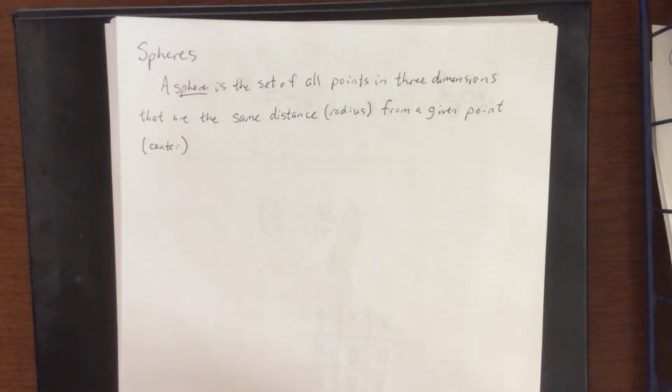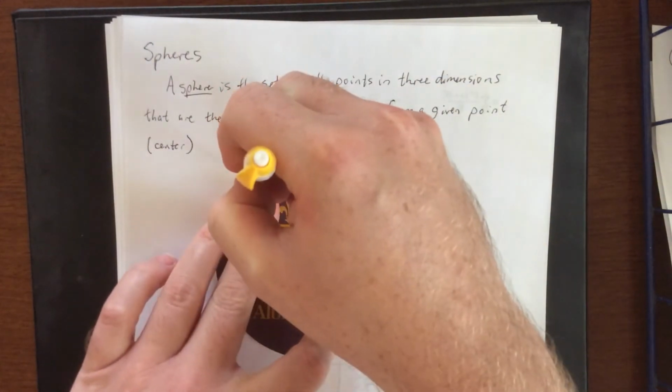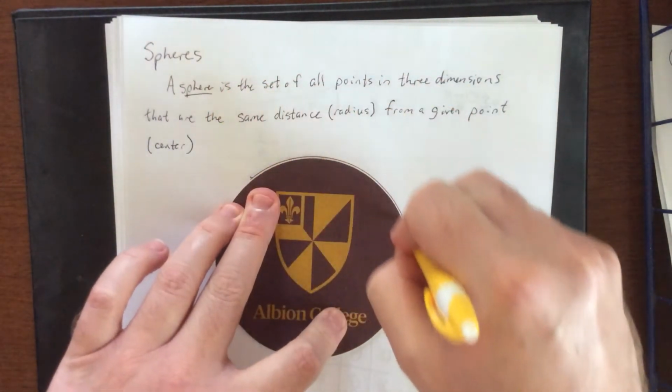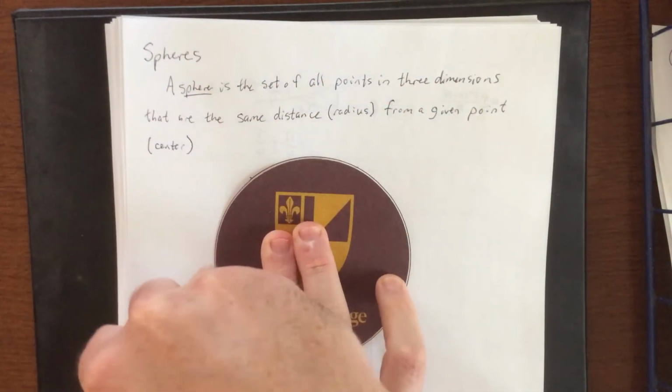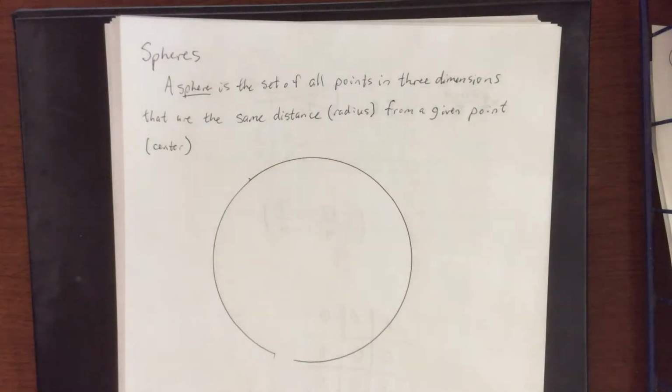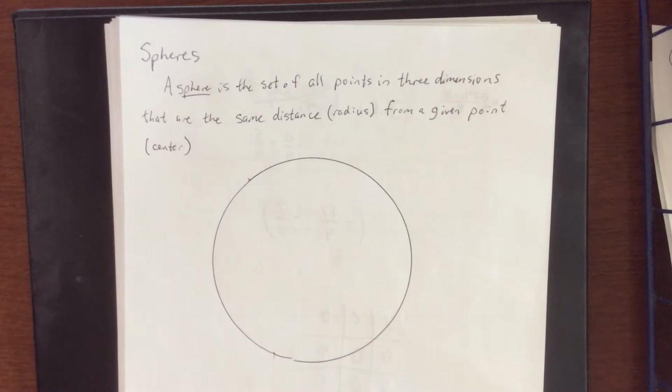Now, to draw ourselves an effective sphere, the first thing we're going to do is start with a circle, with a shout out to my alma mater, Albion College. Go Brits. I'm going to do that all the way around, like so. Good job, me. Looks very much like a circle, a two-dimensional thing.